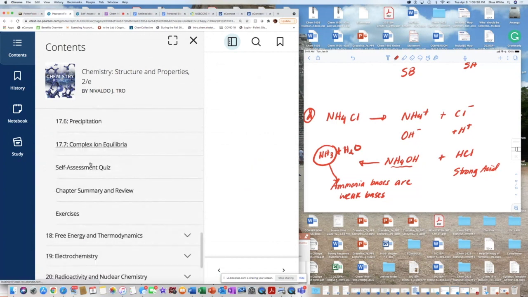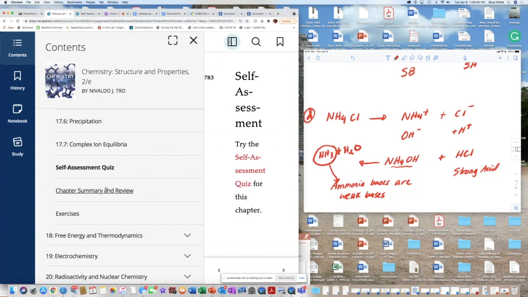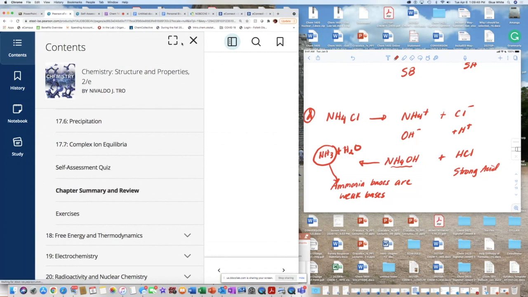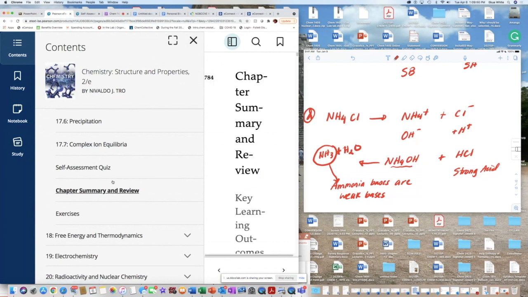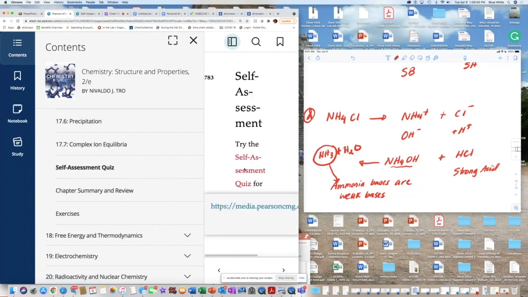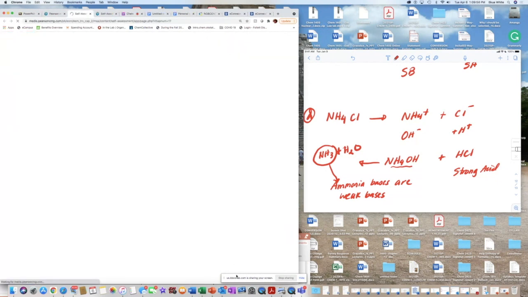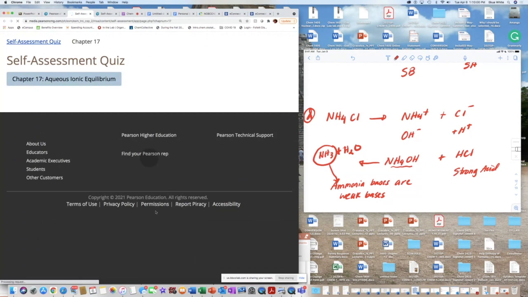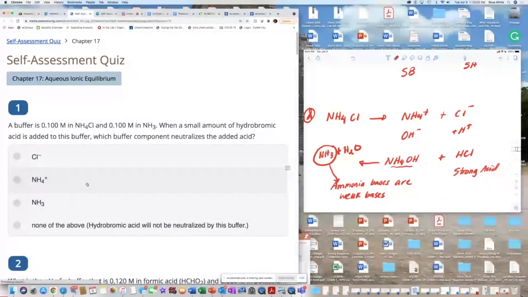I know you guys have to go. Oops, I clicked on the wrong thing. This part right here. Oh no, I hope it didn't boot me out. Did it boot me out? Oh, okay. Self-assessment quiz, that's what I want. Okay, and then click here. Let's see what they have going on here. Oh, buffer.